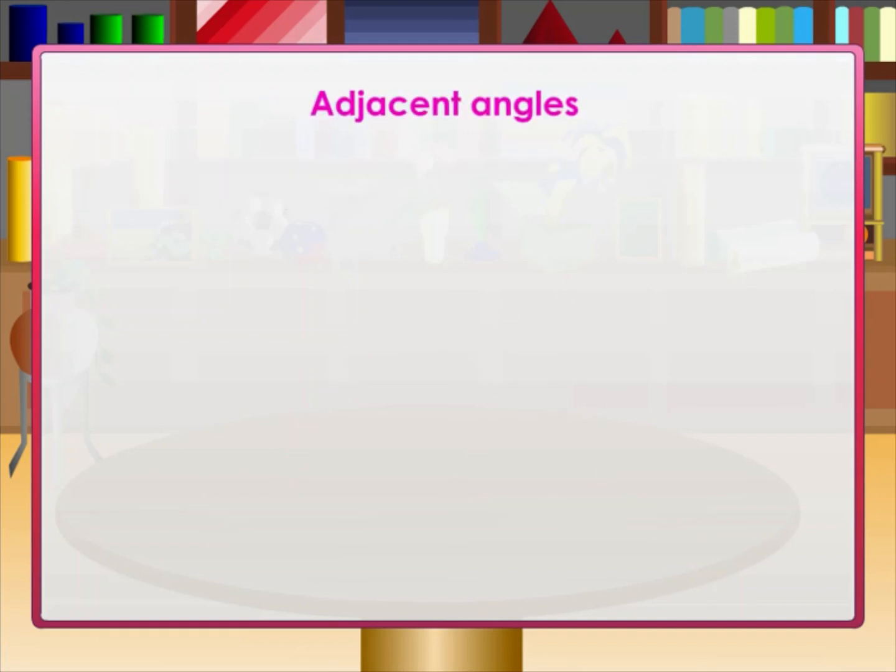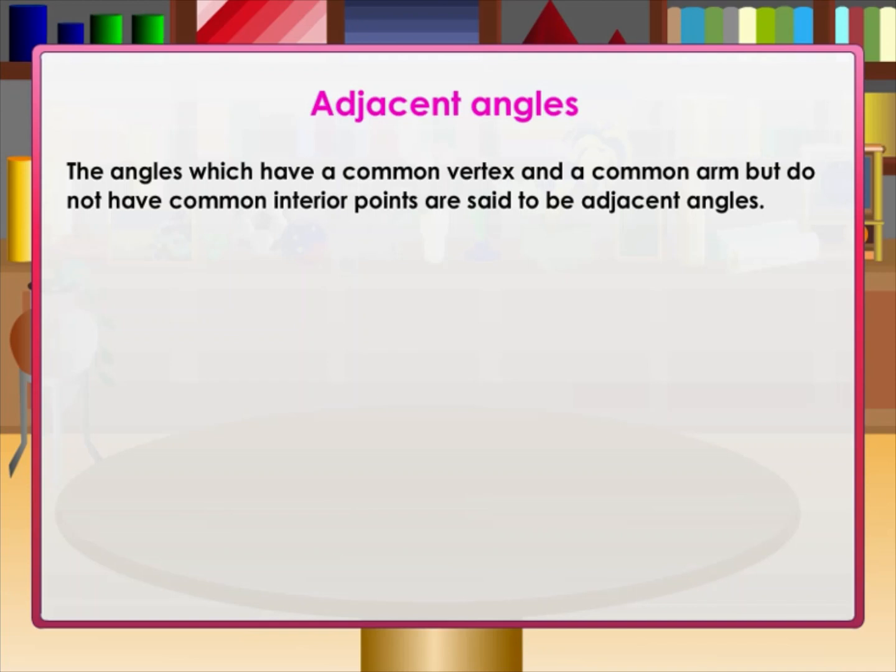Adjacent angles. The angles which have a common vertex and a common arm but do not have a common interior point are said to be adjacent angles. For example, let us consider the figure. Here, O is the common vertex, OB is the common arm, and there are no common interior points. Therefore, angle BOA and angle BOC are adjacent angles.